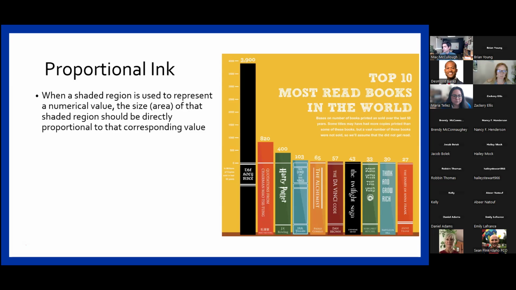And this is actually made worse because of all of the extra lines that they throw in there, but we're sort of getting away from the point here. Proportional ink means the size of our bars should be proportional to the value. So in order to do that, we almost always have to go down to 0 on our bar graph axes.